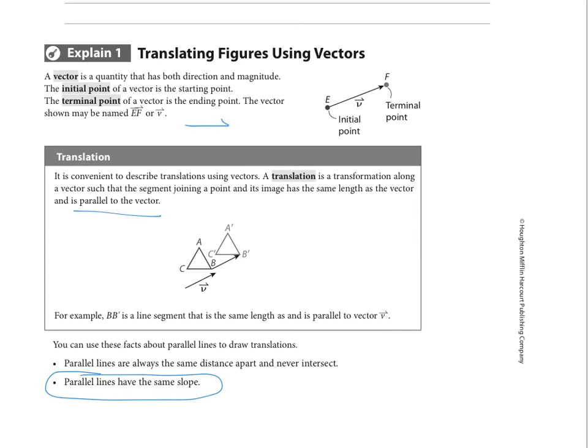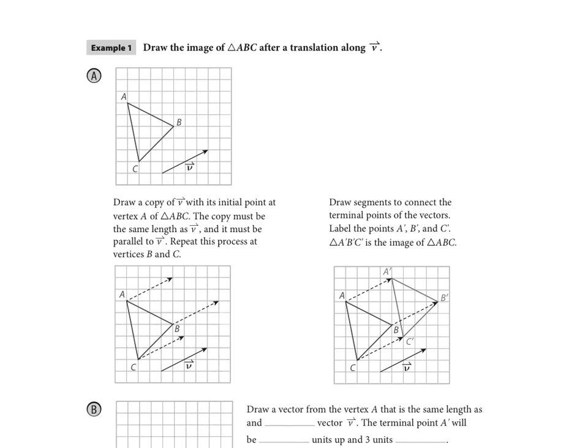Go to page 65. In example 1, it says, draw the image of triangle ABC after a translation along vector V. There's that notation again. As we look at our grid here, they've defined a vector, and what we need to do is slide this original triangle ABC along the grid on that same vector. So every single point, A is going to go parallel to that vector, B is going to go parallel to that vector, and C is going to go parallel to that vector. And the way to make sure that you're doing that correctly is by thinking of parallel lines having the same slope.